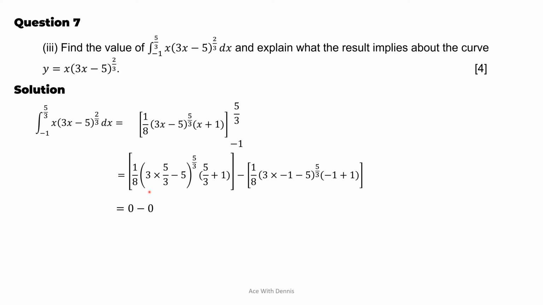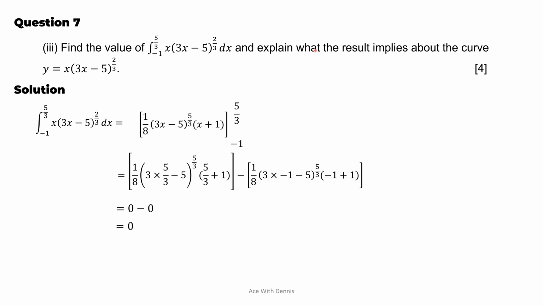Okay, then move on. You will notice this is 5 minus 5, which makes the whole term to be 0, right? So this whole term will be 0. Similarly, we look at here, -1 plus 1. This is 0, right? Makes this whole term to be 0. Then we get 0 minus 0, and of course the result is 0.